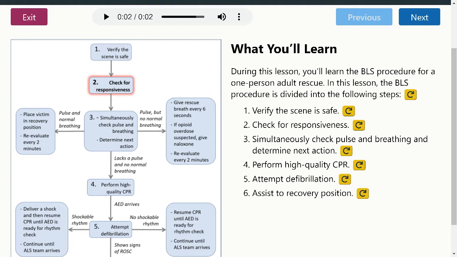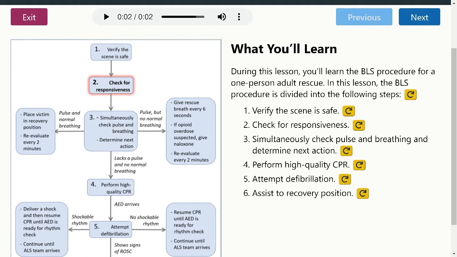So what you're gonna do when you check for responsiveness, you're gonna tap and shout, "Are you okay? Are you okay?" So you just tap them on the shoulders, "Are you okay? Are you okay?" And then after you do that, you're gonna check for a pulse. Like we said, you're gonna check the carotid artery, which is in the neck.